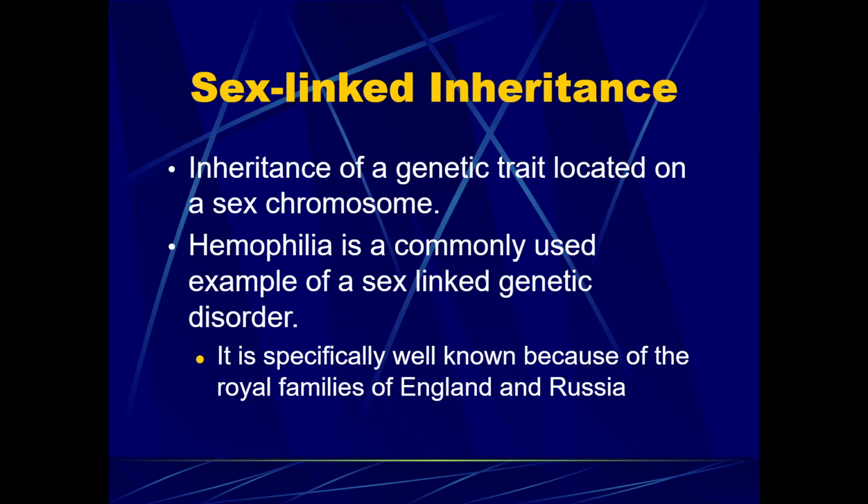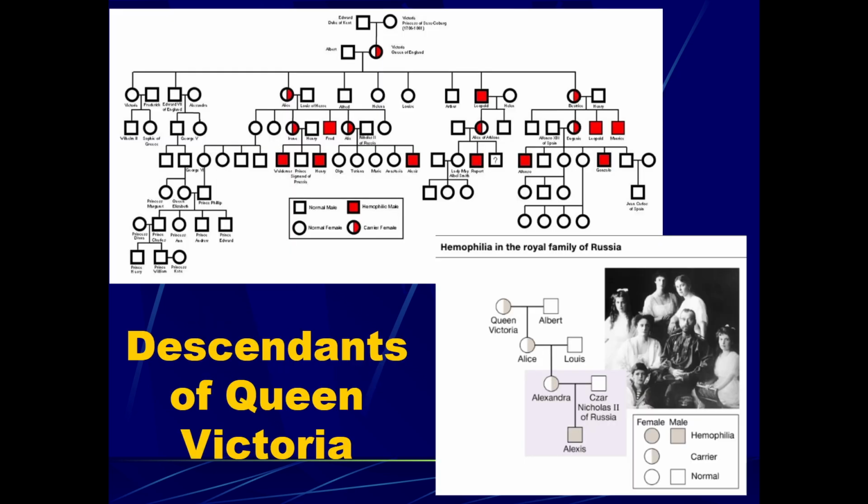All right, so inheritance of a genetic trait located on a sex chromosome can occur. It can be dominant or recessive. We can look at an example, hemophilia, which is a blood disorder. It is a commonly used example of a sex-linked genetic disorder, especially because it's very well known in those that study pedigrees because of how it went through the royal families of England and Russia. So descendants of Queen Victoria were oftentimes either afflicted by hemophilia or carriers.